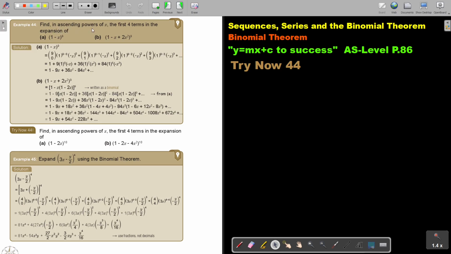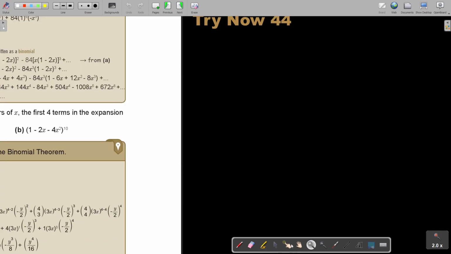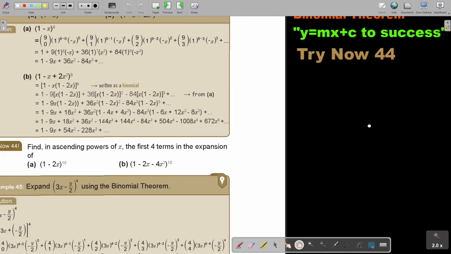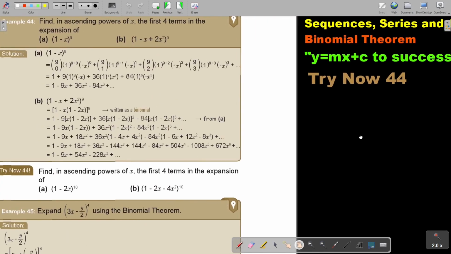Find in ascending powers of x the first four terms in the expansion of this and this. Now, it's almost like you're going to do A, and when you do B, A is going to help you. That's basically what's going to happen, because it's both to the power of 9. Can you see that? But I'll show you now.